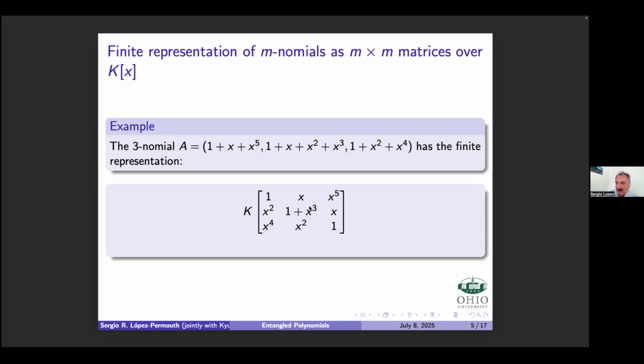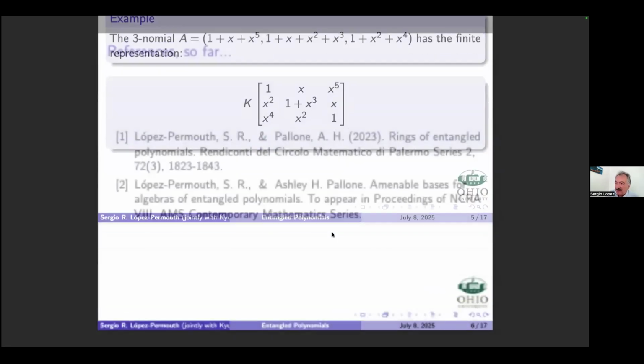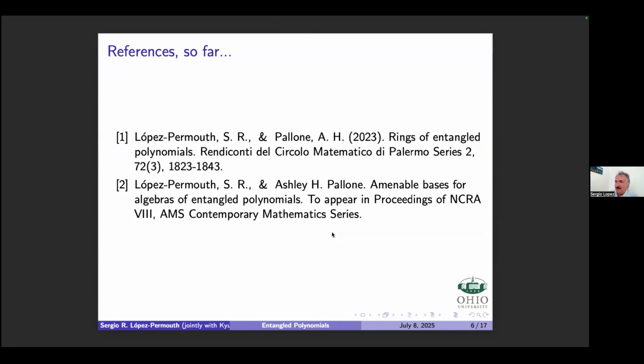Here, 0 and 3, the exponents are congruent to 3, 1 is congruent to 1, 2 is congruent to 2. 0 is congruent to 3, 4 is congruent to 1, 2 is congruent to 2. So you wrap these things around, and this constitutes an algebra, and it's called the algebra of trinomials. And there are 4 nomials and 5 nomials and so on. So this started some years ago. I was advising Ashley Pallone, who was my student at the time.